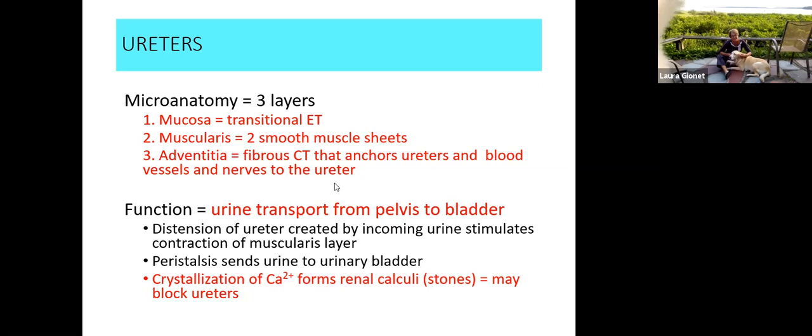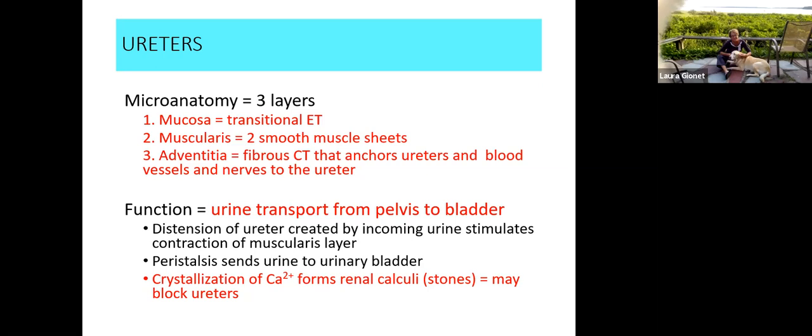We have the outer connective tissue layer, same as any other outer connective tissue layer. It anchors the ureters, blood vessels, and nerves to these structures. It has a very unique presentation on a histological slide. It kind of looks like a sand dollar.